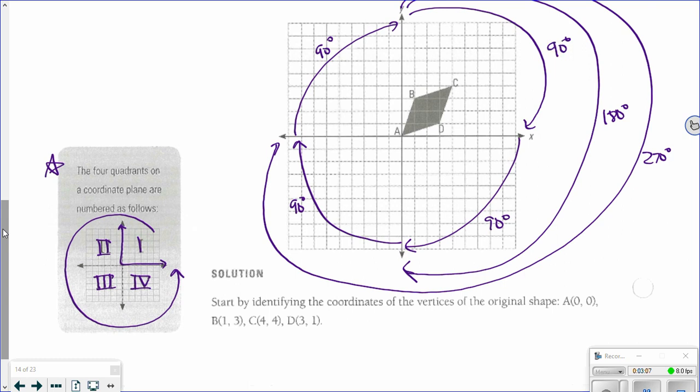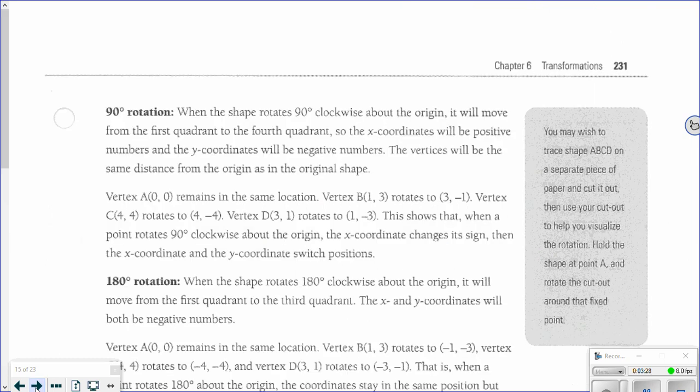Okay, the first part of this example actually shows you the solution on the next page. But this one said to rotate 90, 180, and 270 degrees clockwise. So what it's telling you to do is start by identifying the coordinates of the vertices in the original shape. So label them all out, write on your coordinates. Then it says a 90-degree rotation.